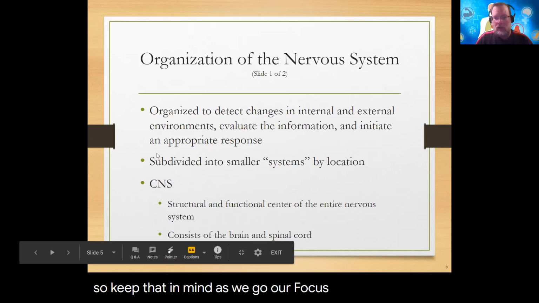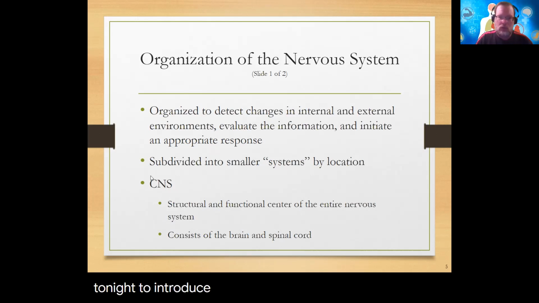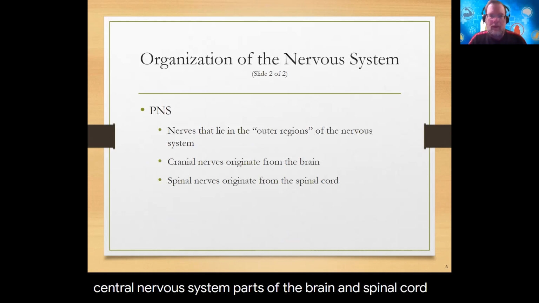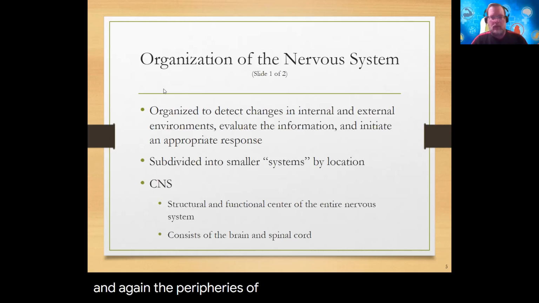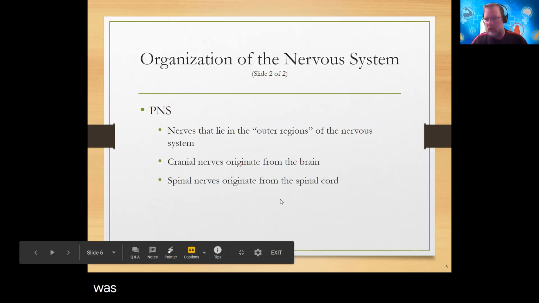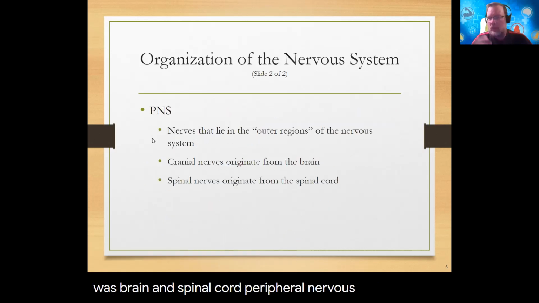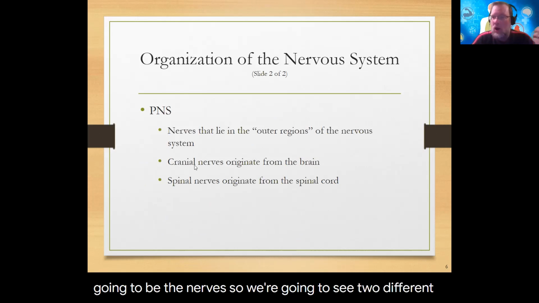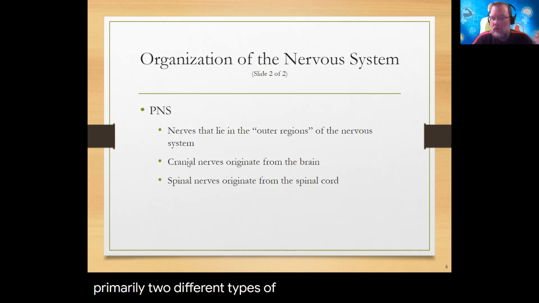Our focus tonight is just to introduce you to the very basics of the nervous system as a whole, and then dig a little deeper with the central nervous system parts, the brain and spinal cord. And again, the peripheral, so that's what the last little section was, brain and spinal cord. Peripheral nervous system is just going to be in the periphery of the center. These are going to be the nerves. So we're going to see primarily two different types of nerves. We're going to see either cranial nerves or spinal nerves.